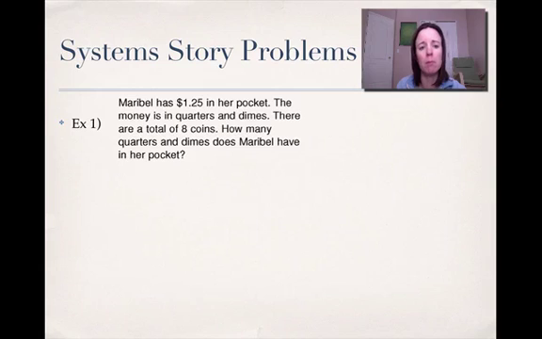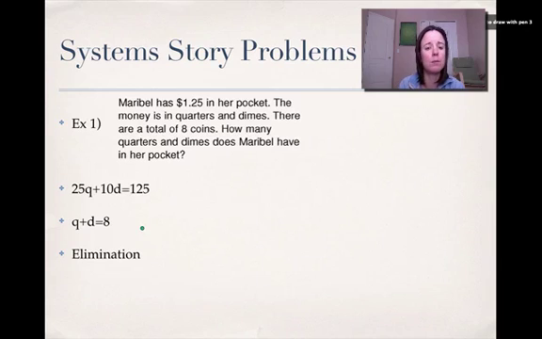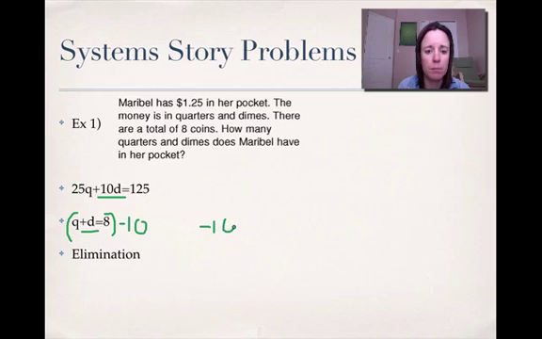Just to review, here's our problem again. Here are our 2 equations. We're going to use elimination. I'm going to try to eliminate my D for dimes, because then I have to multiply by a smaller number. So I'll multiply my bottom equation by -10. When I do that, I end up with -10Q plus -10D equals -80. Just double check that you multiplied absolutely everything by that -10.